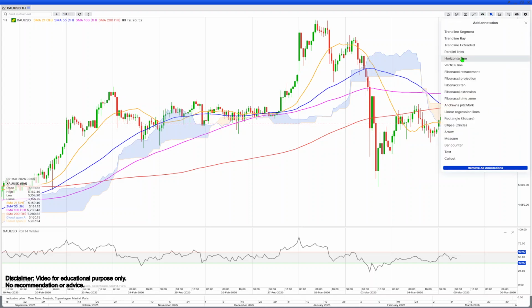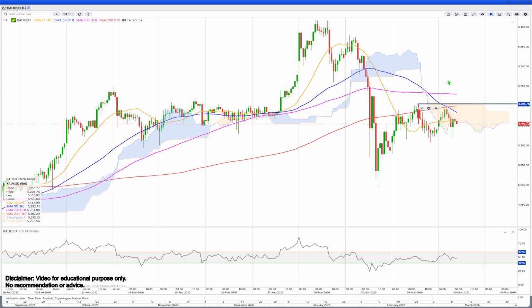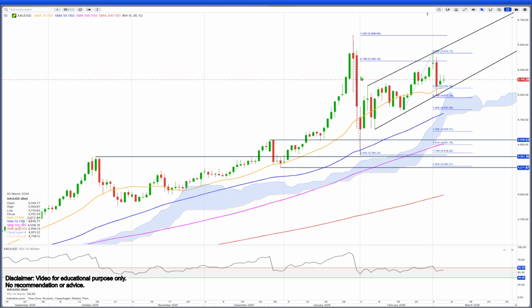And what I will do, if I add a horizontal line to it there, you can see 5,206 seems to be a key level, and I think if we can get a push up there, then we could get more traction to it. Let's go back to the daily chart. So that's where we are at the moment. If it takes out the lows there from the 3rd of March at 4,995, well, then we could suddenly be looking at 4,850.